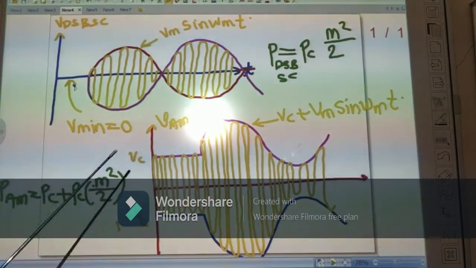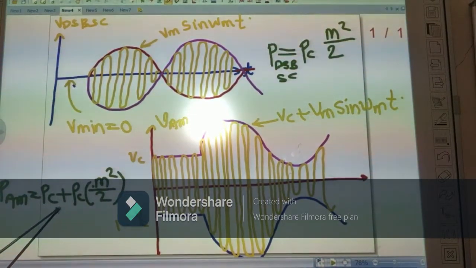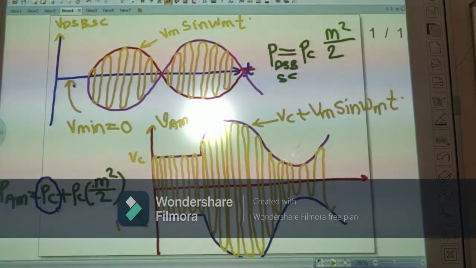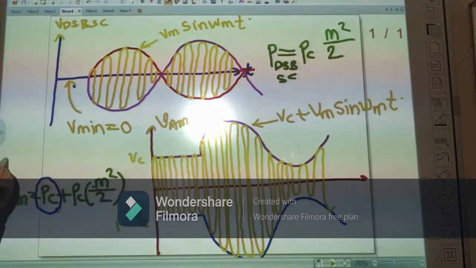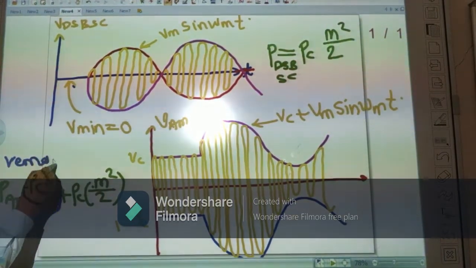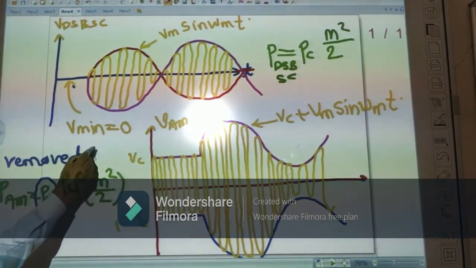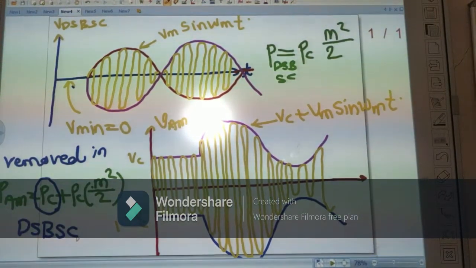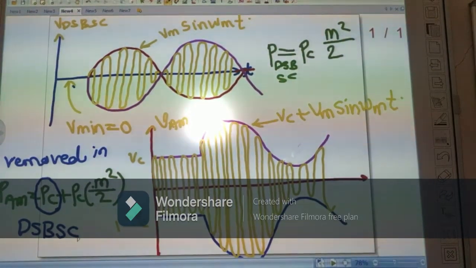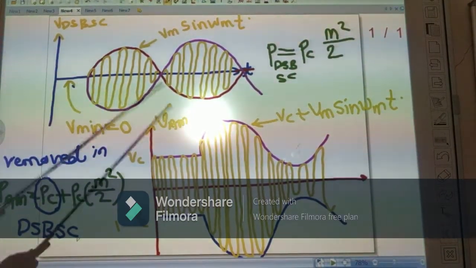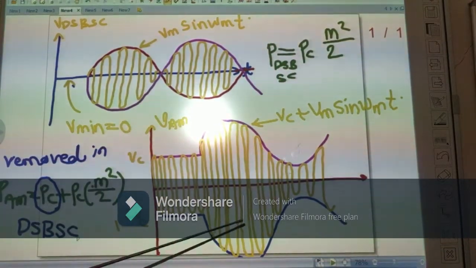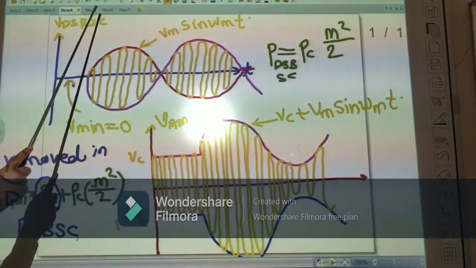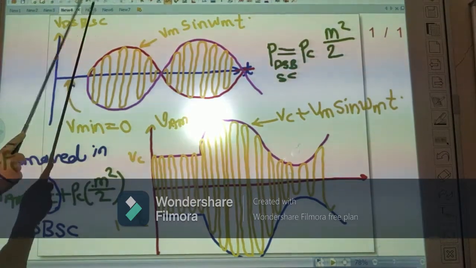So what's the difference in the carrier power? Now this carrier power we have to remove. This carrier power is removed in DSB-SC. So again similarly it generates the two envelopes. These are the time domain representations.